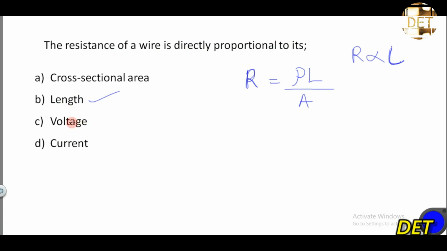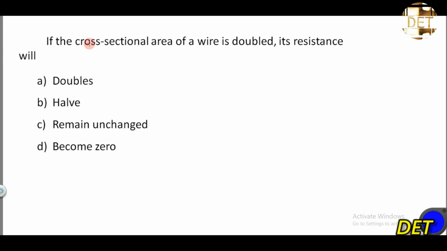So B is the correct answer here. It is directly proportional to what? The length of the conductor. And resistance is inversely proportional to what? The area of the conductor. So it is well shown in this formula. Let's look at the next question that we have.